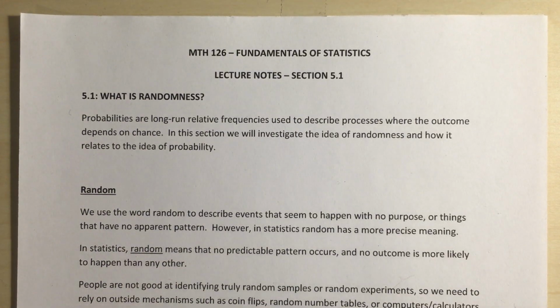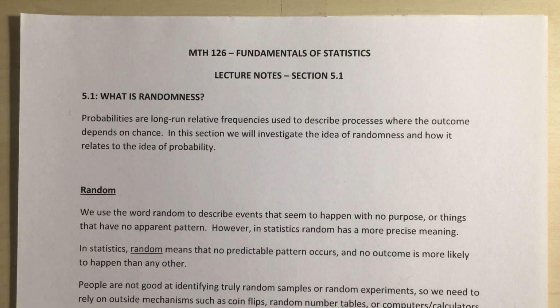So today we're going to start Chapter 5. In Section 5.1, we are addressing the idea of randomness. Before we do this, let's refresh ourselves with a definition and look at what we mean by probabilities as well. Probabilities are long-run relative frequencies used to describe processes where the outcome depends on chance. If we remember, a relative frequency is either a ratio or a percent that we looked at all the way back in our first chapter. In this section, we will investigate the idea of randomness and how it relates to the idea of probability.